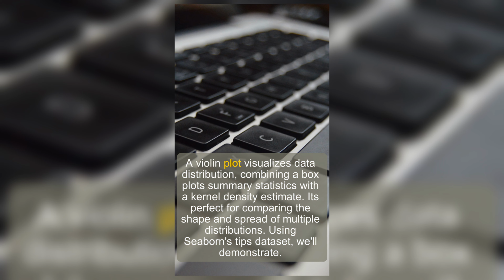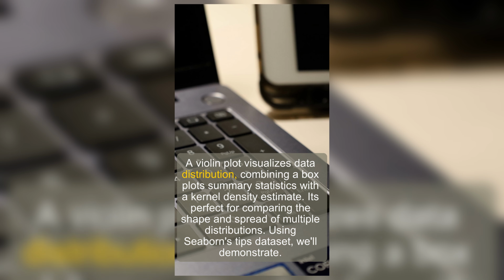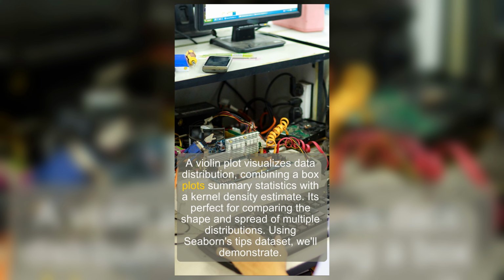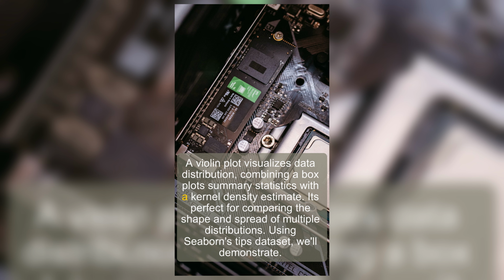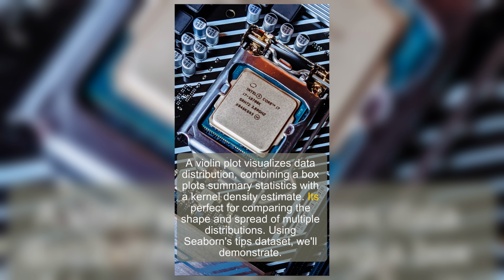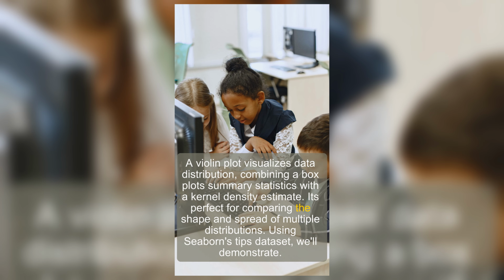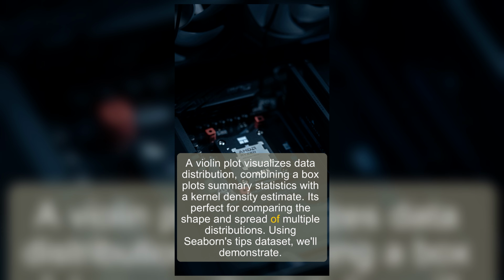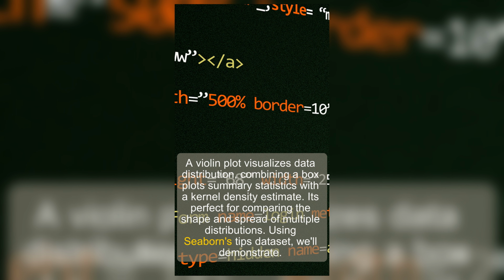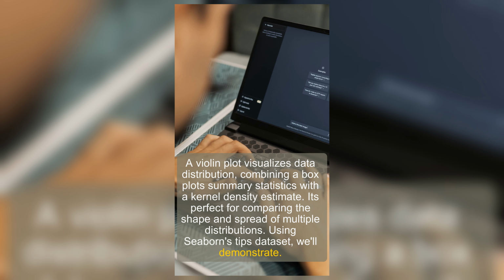A violin plot visualizes data distribution. Combining a box plot's summary statistics with a kernel density estimate, it's perfect for comparing the shape and spread of multiple distributions. Using Seaborn's tips dataset, we'll demonstrate.